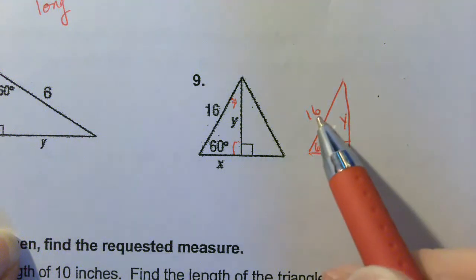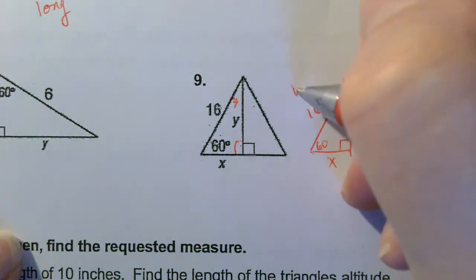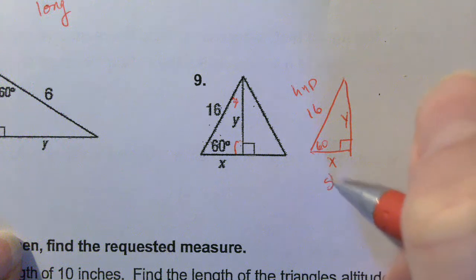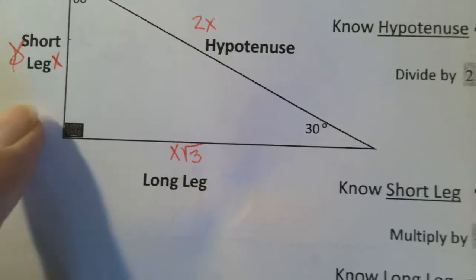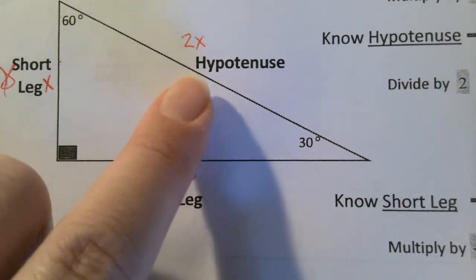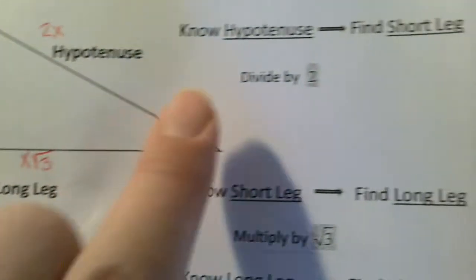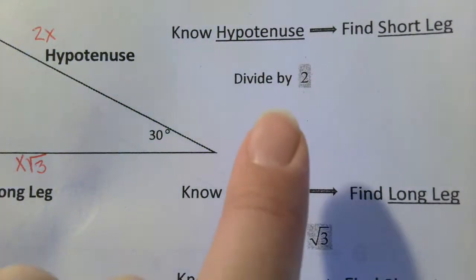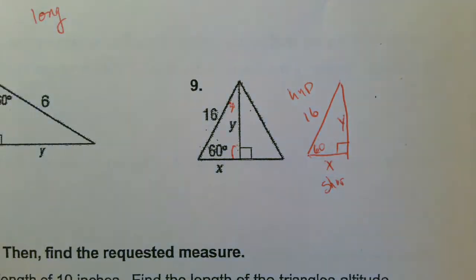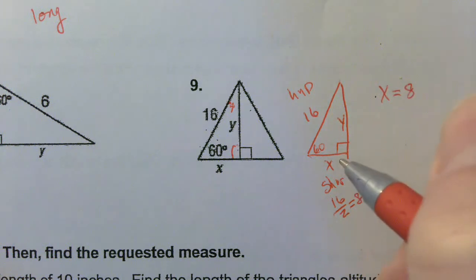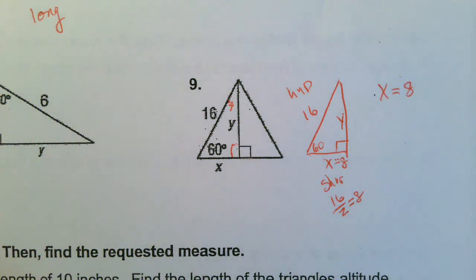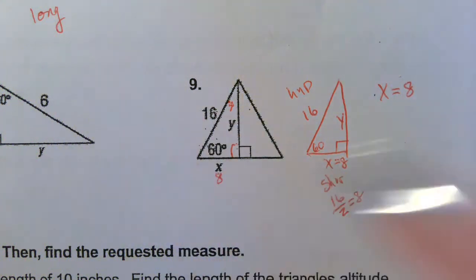So if I have the hypotenuse, this is your hypotenuse, I need to go to the short leg. So let's look at our paper. The short leg is x, the hypotenuse is 2x. So to reverse it, know the hypotenuse, find the short leg, divide by 2. All right, well, I can do that. 16 divided by 2, that's 8. So x is 8. Now, I know the short leg. That's what everything's based off of. So this guy is 8.